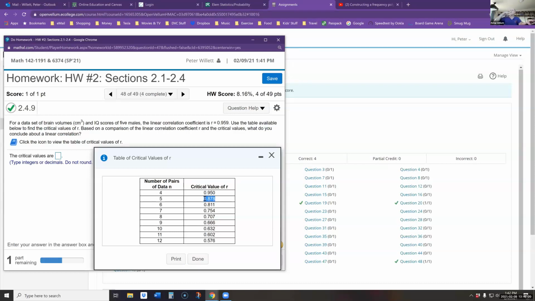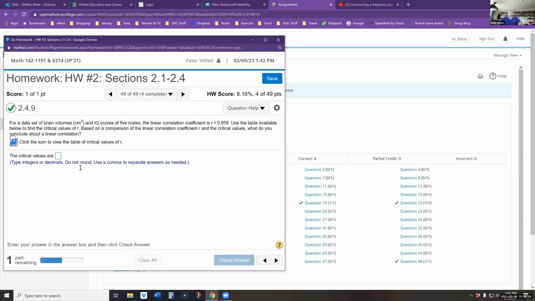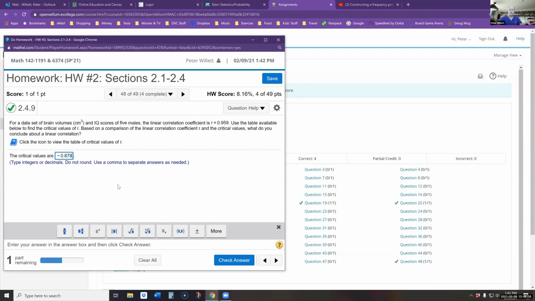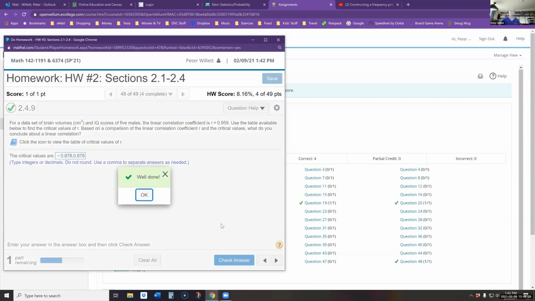Now, in addition to that, remember, R values could be positive or negative. If you get up near a positive 1, you have linear correlation. But if you get down near a negative 1, you also have linear correlation. So even though they're only showing you a positive value here, the critical values for R will be positive and negative. So I would put the negative of that number, negative 0.878, and then I would separate these by a comma because it says use a comma as needed. And then the positive of that value is the other critical value, just by reading it off of that table.